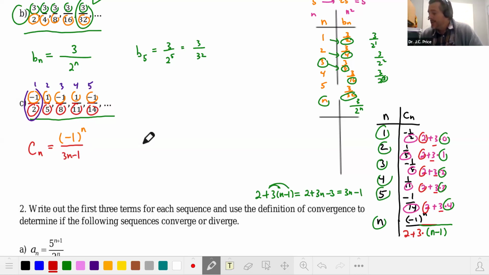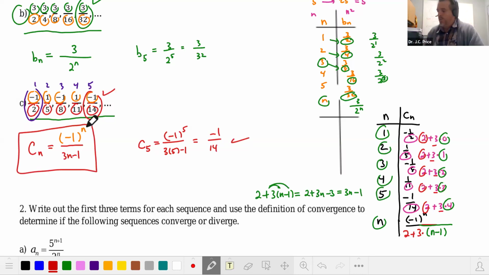And I can check it. So just for fun, let's do C sub 5. So the fifth term in our sequence is -1 to the 5, and then divided by 3 times 5 minus 1. And so I get a -1 on top because it's an odd power, and -1 to an odd power is going to be -1. On the bottom, I get 15 minus 1, which is 14. And so, yep, that's definitely the fifth term. So it checks. So there's my nice looking formula for that sequence.